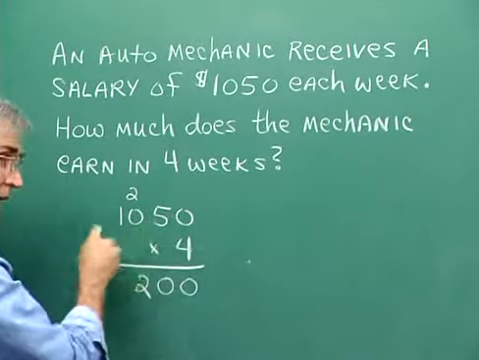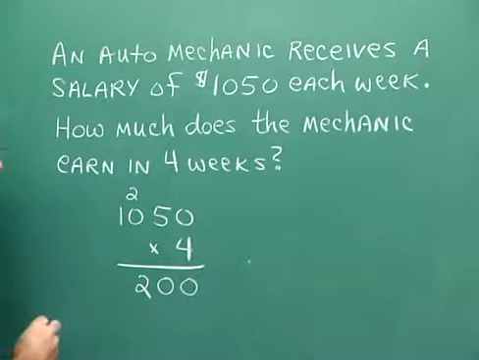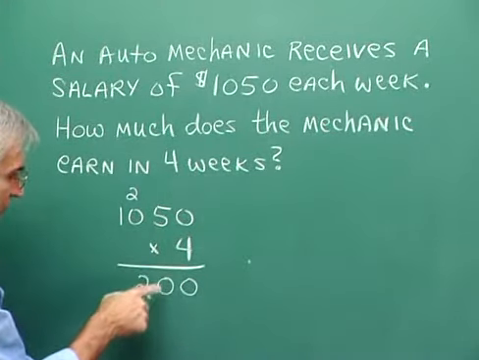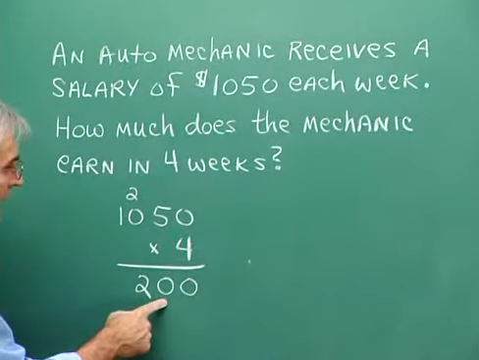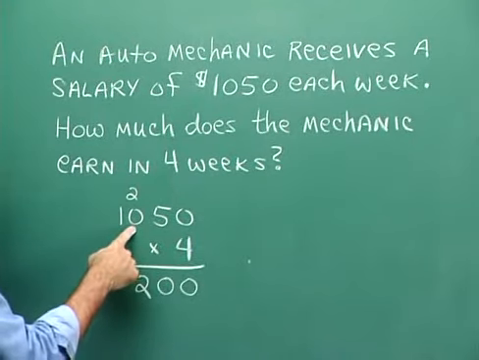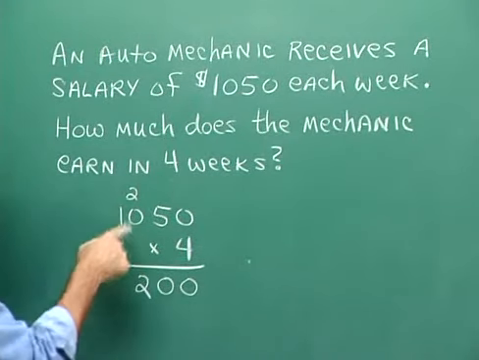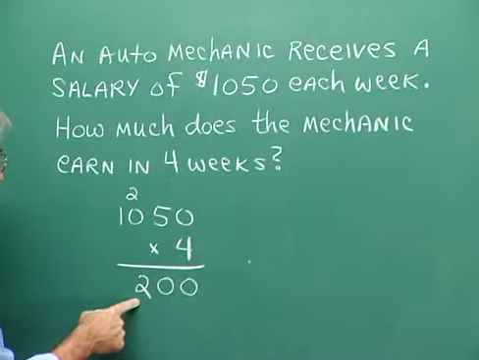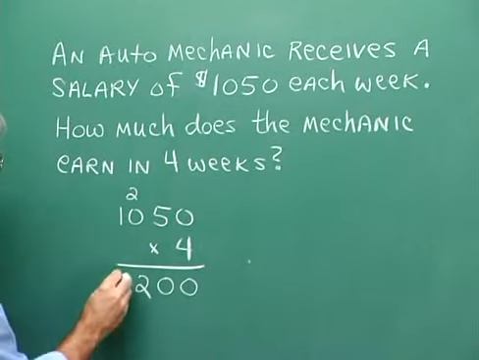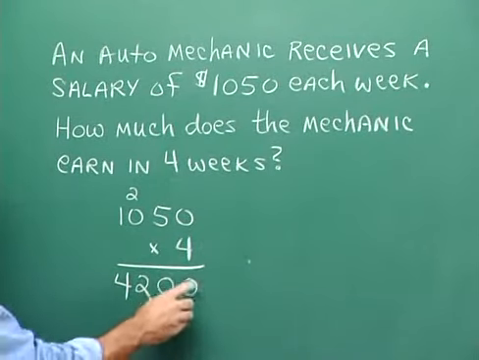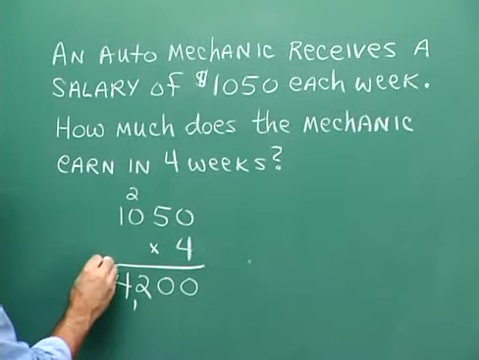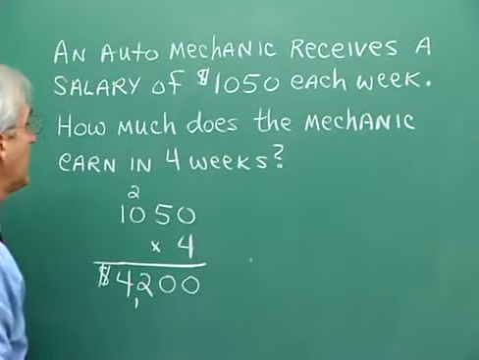Now this is a tricky little situation when you first bump into it, so be careful with it. It was 4 times 5 is 20. Put down the 0 in the 20 here, and then carry the 2 to the next column. And then 4 times 0 is 0, plus 2 is 2, you see, for the digit that goes here. And then now we're carrying nothing, but 4 times 1 is 4. So 4,200. And it's $4,200, so the auto mechanic is earning $4,200 in 4 weeks.